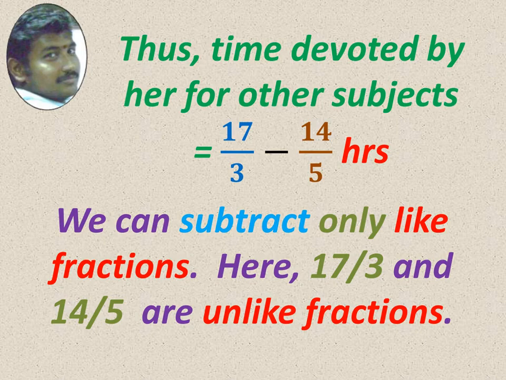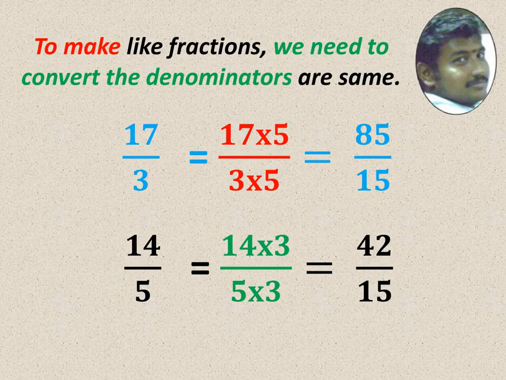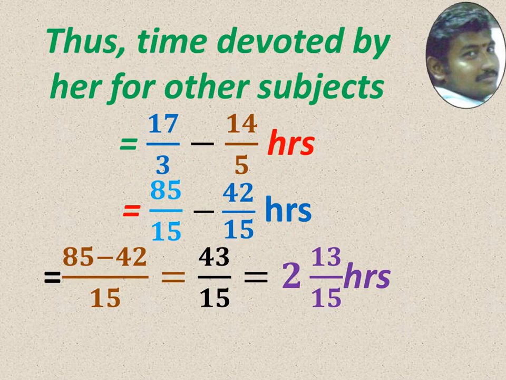Now we can check: the total is 17 by 3 hours spent for studying. In that, 14 by 5 is spent for maths and science. How much is spent on the remaining subjects, that we have to find. When we subtract, we can subtract only like fractions, not unlike fractions. These two, 17 by 3 and 14 by 5, are unlike. So convert into like. 17 by 3, we multiply by 5 and 5, so we get 85 by 15. 14 by 5, we multiply numerator and denominator by 3, so we get 42 by 15. So 17 by 3 is equal to 85 by 15, and 14 by 5 is equal to 42 by 15.